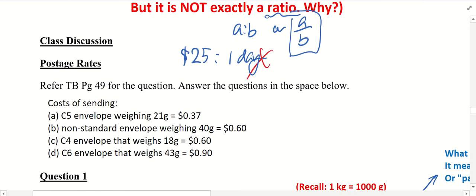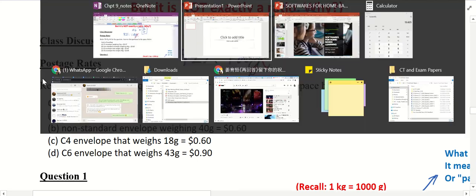So for this class discussion question, you have to refer to page 49 of the textbook. For this question, if you have not already done so, please pause the video and look at the question. All right, I hope everybody has read the question now. So let's take a look at an answer. Part one asks, so there are many parts to this question. They're asking what are the costs of sending different types of envelopes, right? So if you look at the table, let me just open up the table.